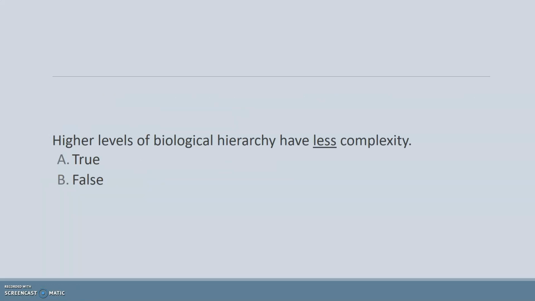Right. And then take another second, pause the video, and answer this question. Do higher levels of biological hierarchy have less complexity? Is that true or is that false? So the answer is false. The higher the level in the hierarchy, the more complexity that particular level has.